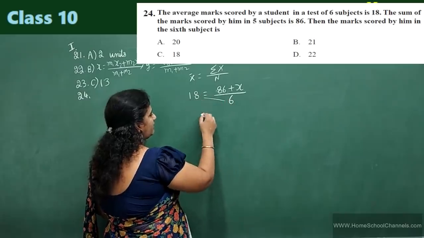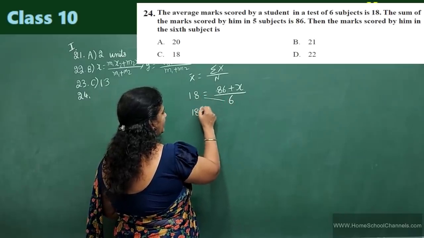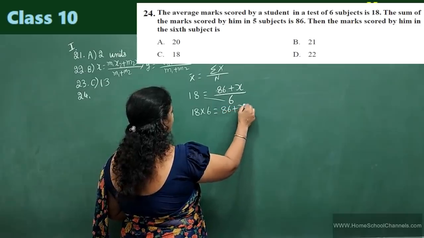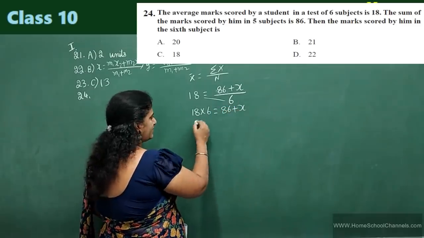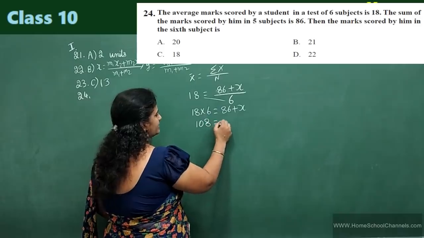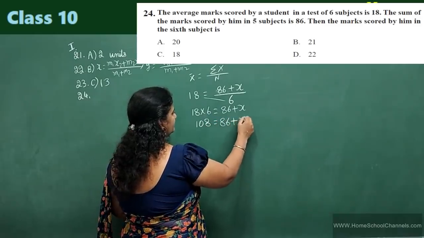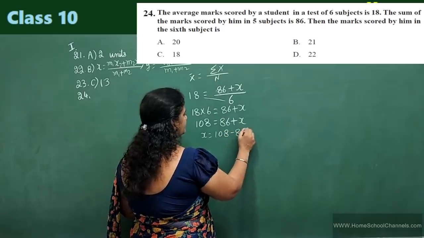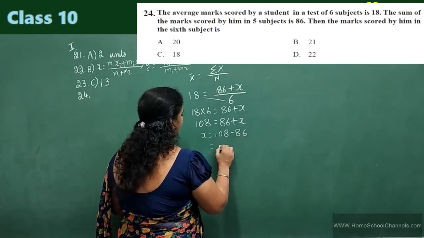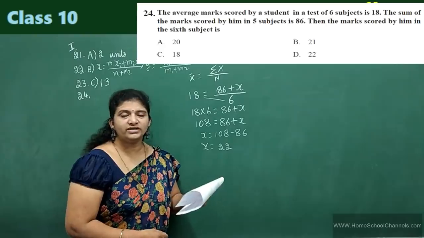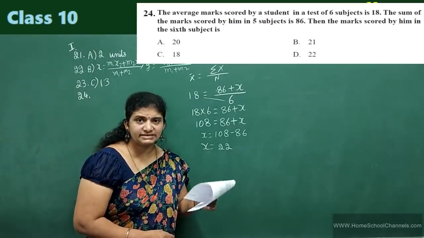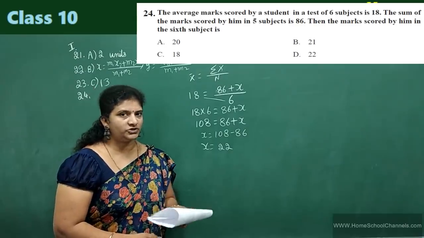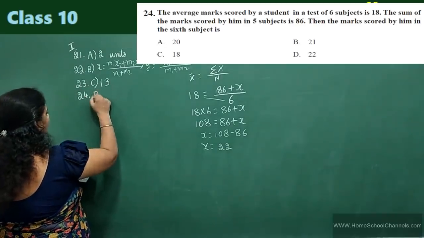Cross multiply this one. 18 into 6 is equal to 86 plus x. 18 sixes are 108 is equal to 86 plus x. X is equal to 108 minus 86. That will be 22. What is the marks scored in 6th subject? It is 22 marks. Which is your option? Option D, 22.